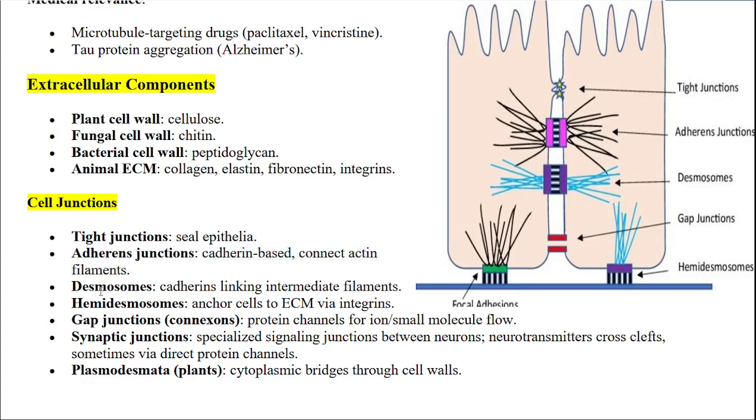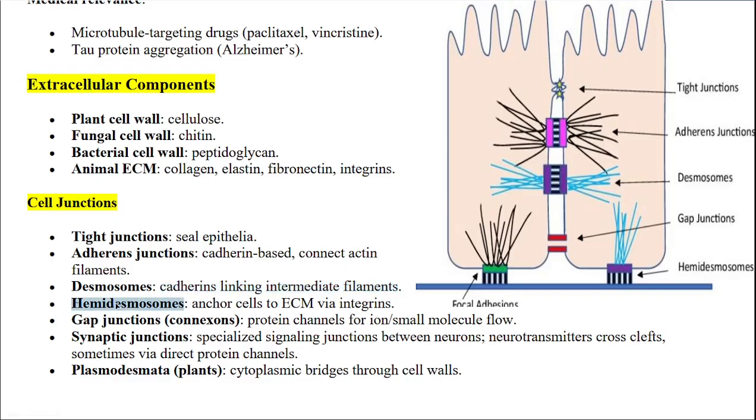These are like spot welds providing very strong adhesion. They also use cadherins, but these cadherins link to the much stronger intermediate filaments, like keratin, inside the cells. This creates a tissue-wide network of intermediate filaments, giving the tissue great resistance to mechanical stress, like in your skin or heart muscle. Cadherins linking intermediate filaments. Stronger connection.